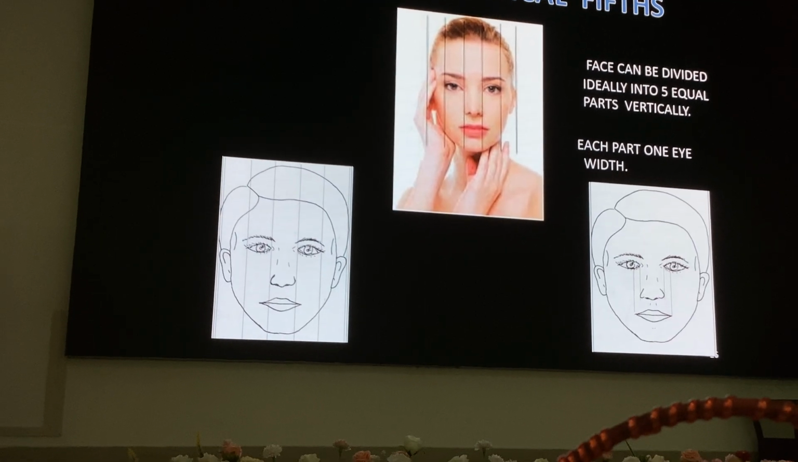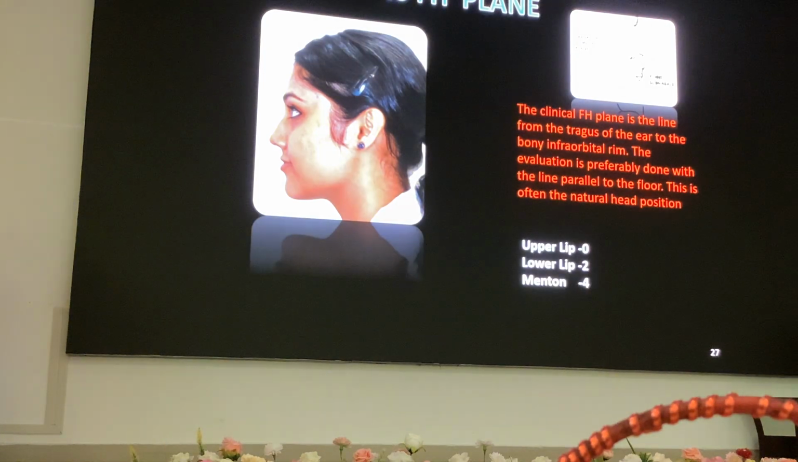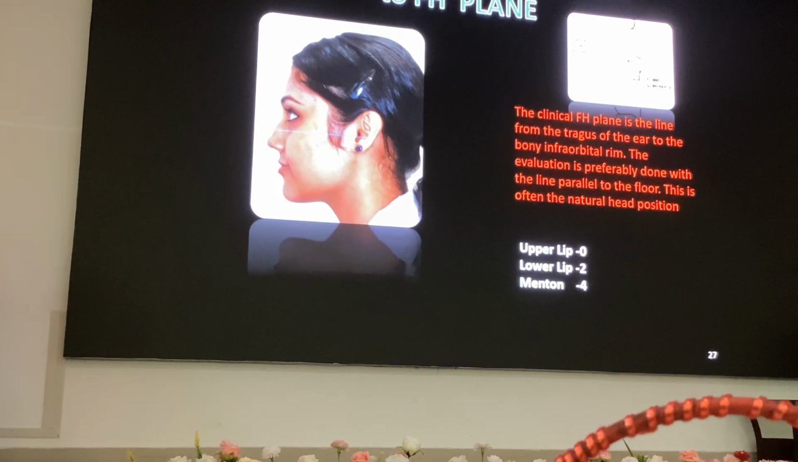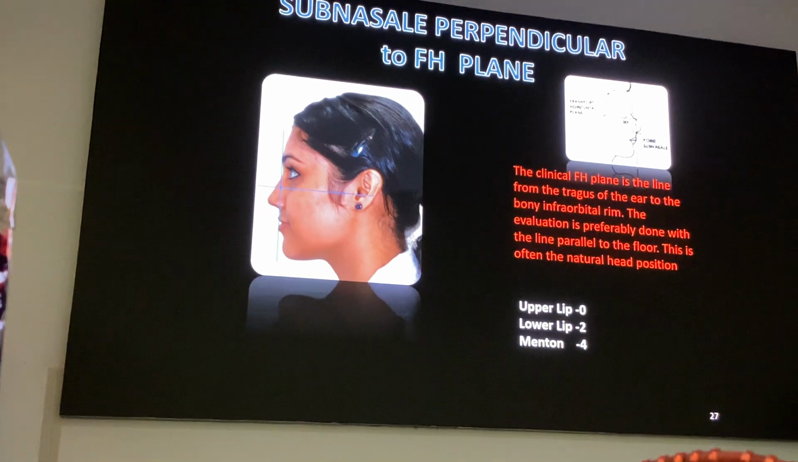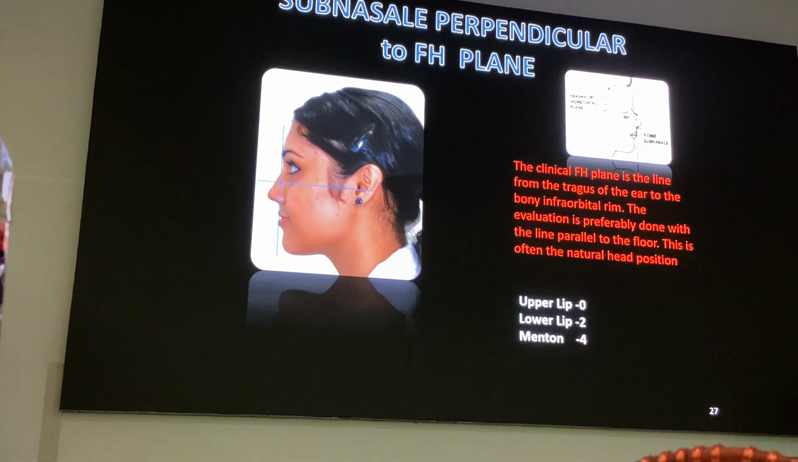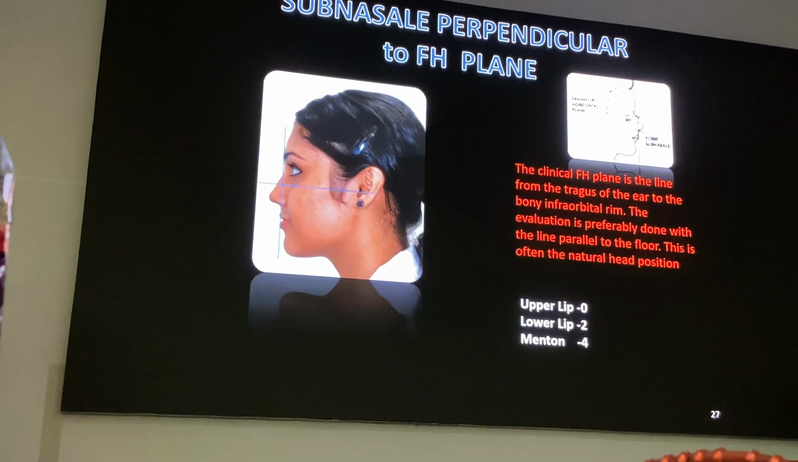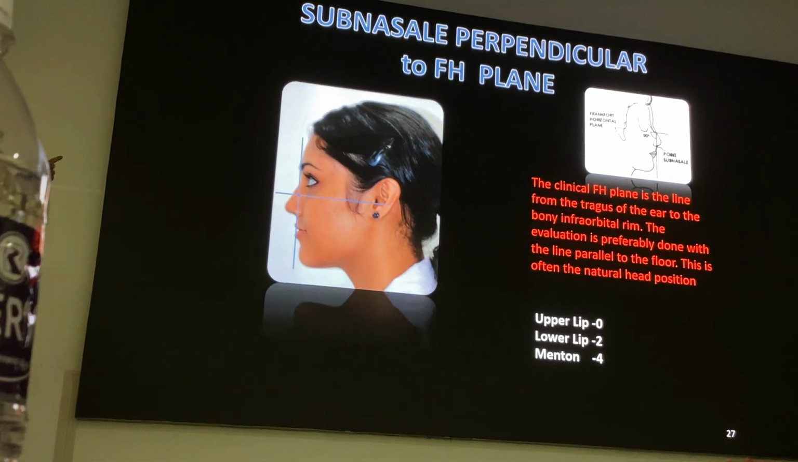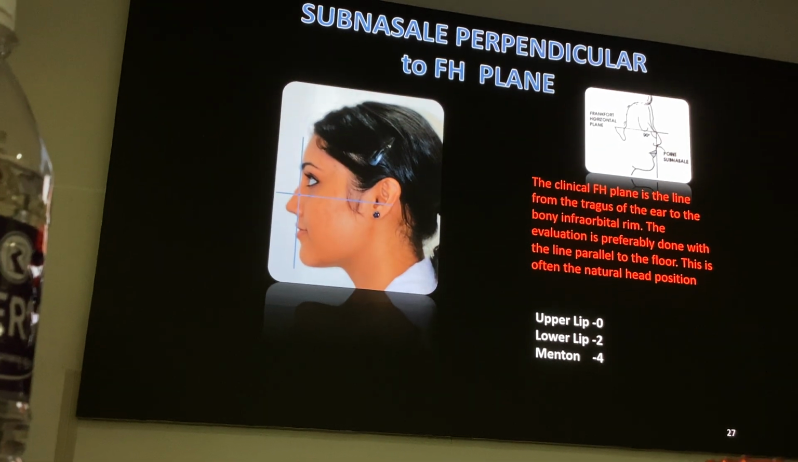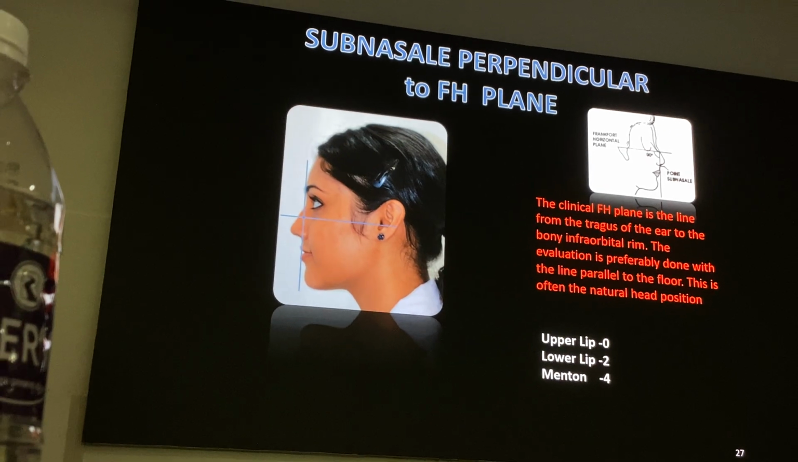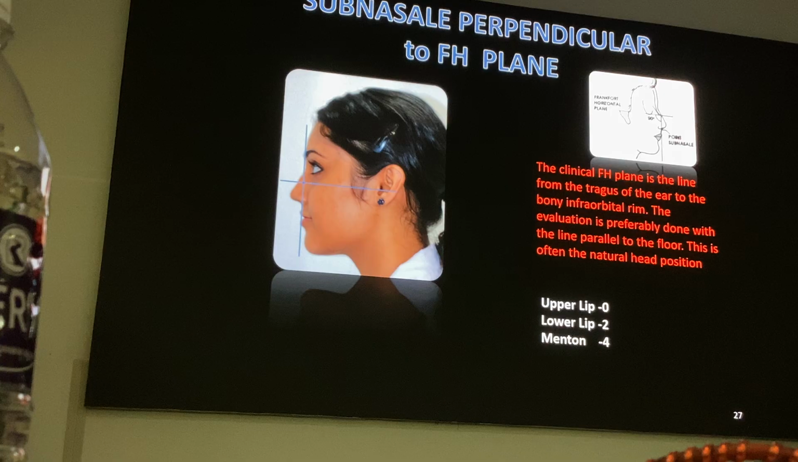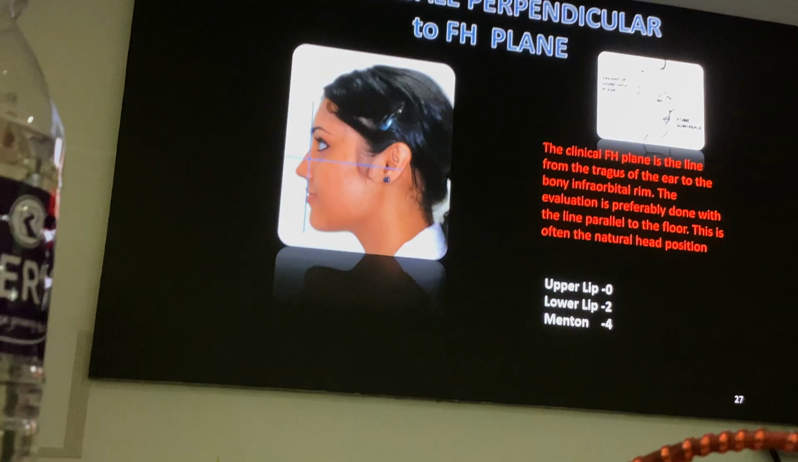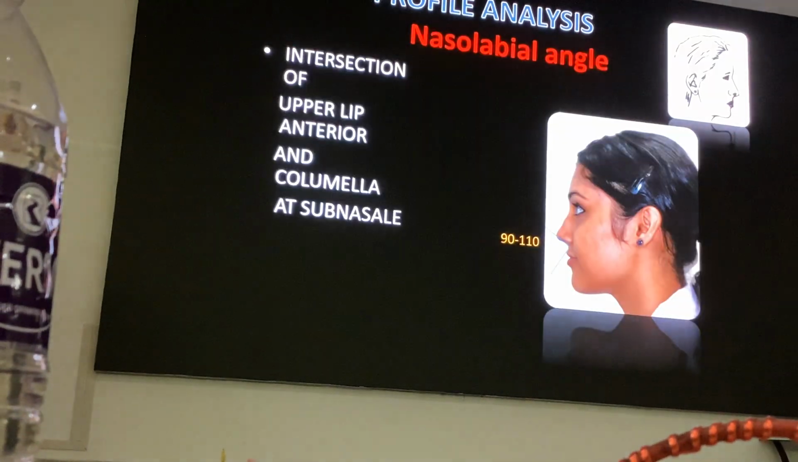You are aware of the rule of fifths, rule of thirds, then the subnasal perpendicular. We use the subnasal perpendicular in the soft tissue, because the N perpendicular uses subnasal. And based on that is a clinical FH plane. Okay, it triggers to the inferior wall of the orbit, and that should be the pyramidal floor. Okay, how the upper lip and lower lip are touching, the normal values.